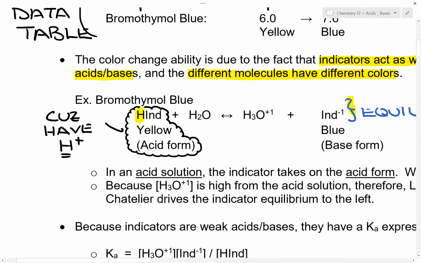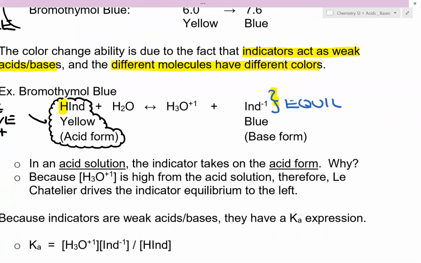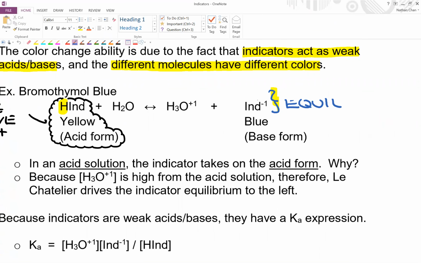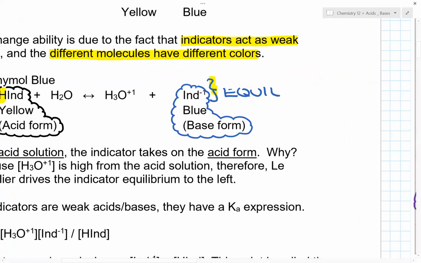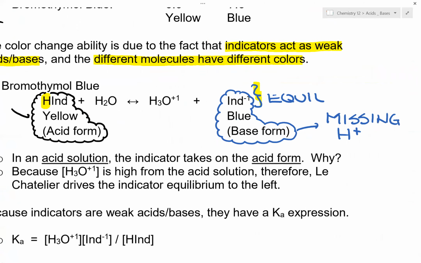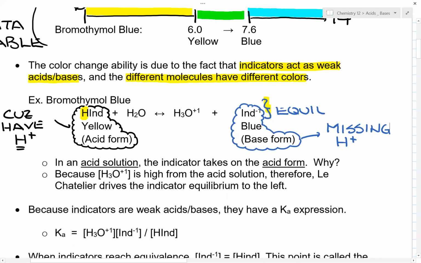Now here is considered the indicator, but the base form, and the reason why it's a base form is because it is missing H plus. That's why it's called a base form. All right, it's because it's missing the H plus. So how does this indicator work?